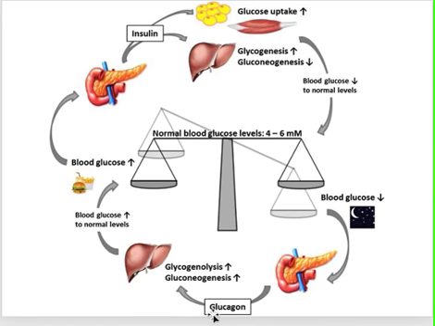On the other hand, your glucagon also stimulates your liver to start gluconeogenesis, or the formation of new glucose from either amino acids or glycerol from your triglycerides. And your gluconeogenesis also results in an increase in blood glucose back to normal levels. And this is what we call the glucose buffer function of your liver.